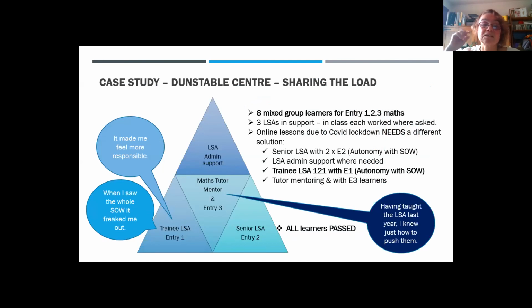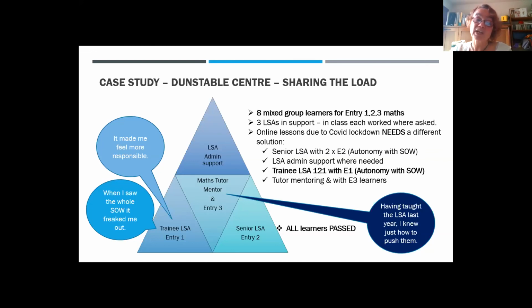The second case study at Dunstable, the tutor decided, she had 3 LSAs and she had a mixed group of learners from entry 1 right through to entry 3. And when you look at the functional skills maths, there's quite a variation across that. And she'd already got in her mind that she was going to use the LSAs to support particular learners with their needs. COVID and being online basically forced that forward, because there was no way she could teach online 3 groups essentially, who all needed different things. Easier in the classroom, but much harder online.